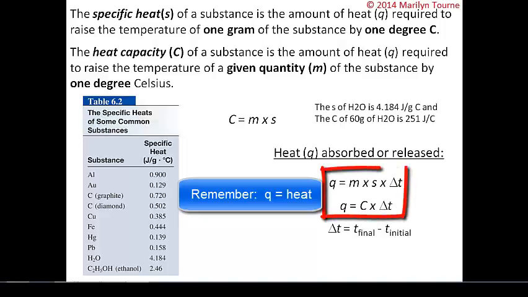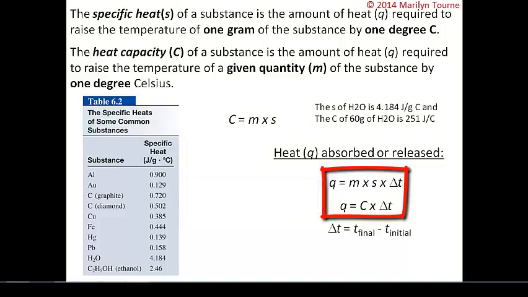So these two equations that you see down here, Q, which is heat, is equal to m s delta T, and Q is equal to C, heat capacity, times delta T, give us a way to measure the heat changes in certain processes. If instead they give you the heat capacity and they ask you for the heat change, well then you would use the second equation, Q is equal to C times delta T.